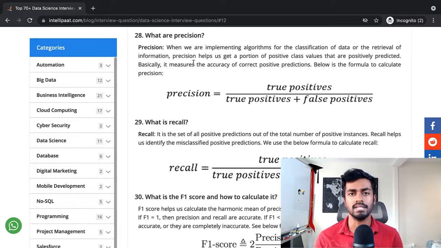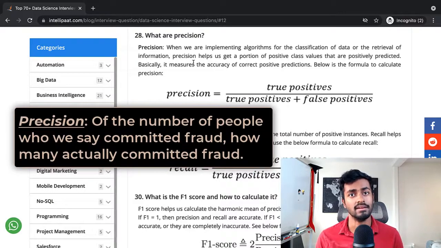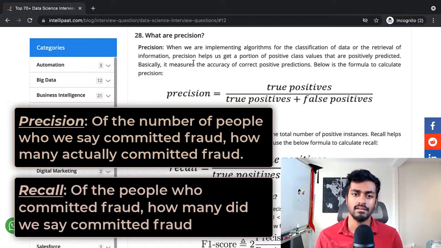So let's say that you build a fraud classifier and you predict 1 as fraudulent and 0 as not fraudulent. Now, how would you define precision in this case? Of the people who we said committed fraud, how many of them actually committed fraud? And then we can also do the same for recall. Of the number of people who have committed fraud, how many of them did we say committed fraud?